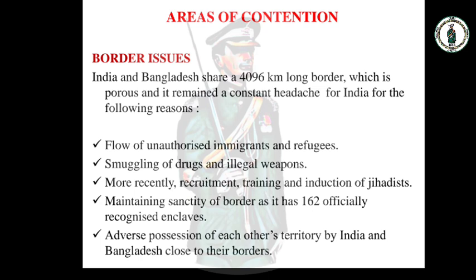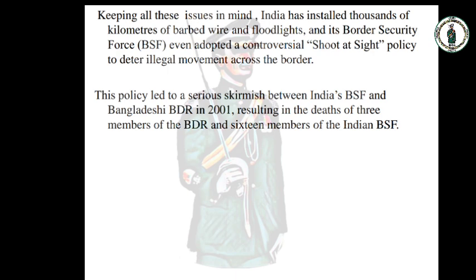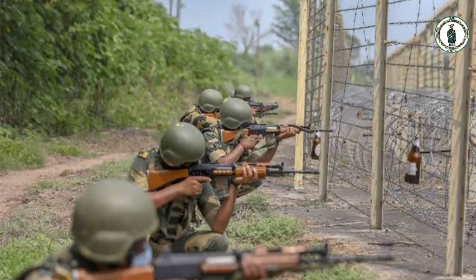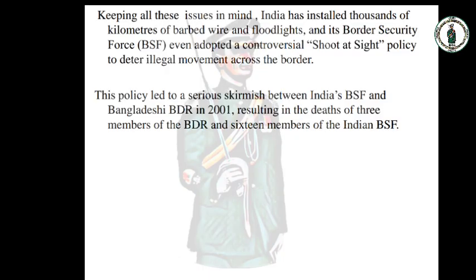Now in order to counter this, the government of India installed thousands of kilometers of barbed wire and floodlights, and even adopted a controversial policy called the shoot at sight policy, basically to counter the illegal movement across the border. And this policy also led to a serious conflict between India's BSF and Bangladesh's BDR in 2001, which resulted in the death of personnel from both sides.